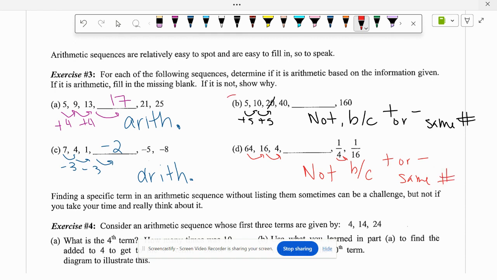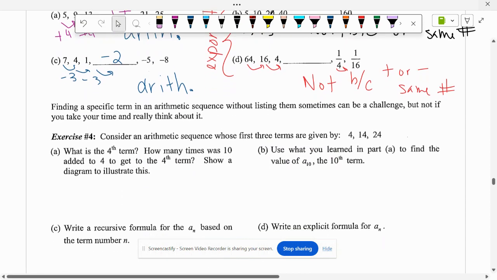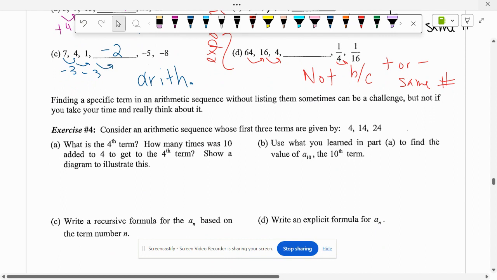Okay. These are both exponential. We just finished exponential functions, right? So those are increasing or decreasing by a multiplier. That was that whole idea of exponential functions, right? So finding a specific term in an arithmetic sequence without listing them sometimes can be a challenge. But if you take your time and really think about it, you probably can figure out what's happening, especially if you have an explicit formula.